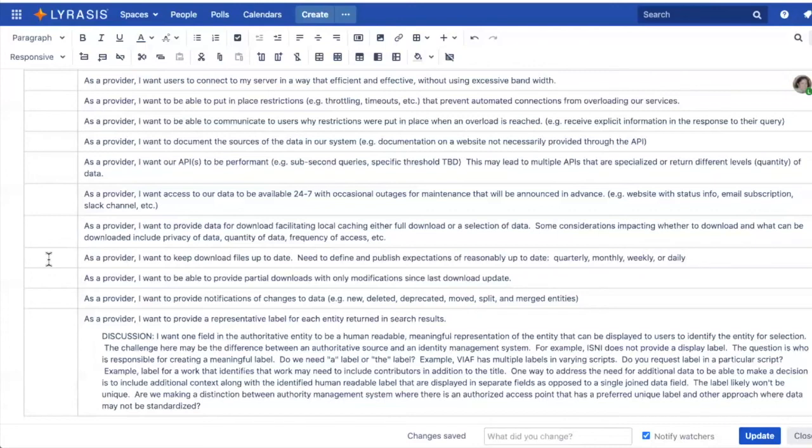Some data doesn't change very often, and quarterly may be just fine, whereas other data may change rapidly, and so having a shorter window is more important. So maybe the user story should include something like publishing on a regular or predictable schedule.